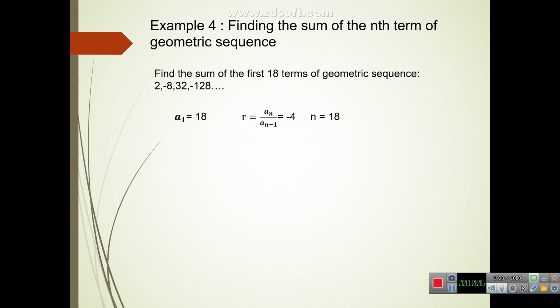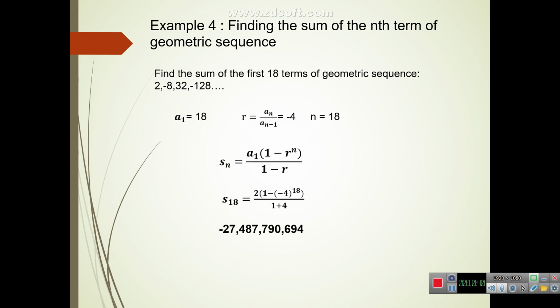So we need to find the common ratio by taking the ratio of the consecutive terms of the geometric sequence. You can take any terms, for example, the ratio of the second term to the first, or the ratio of the third term to the second, and so on. So the common ratio will be -4. n is given because the question says find the sum of the first 18 terms. And the first term is given, which is 2.